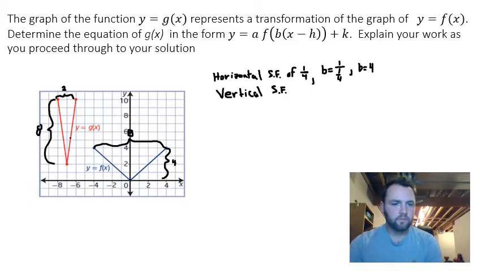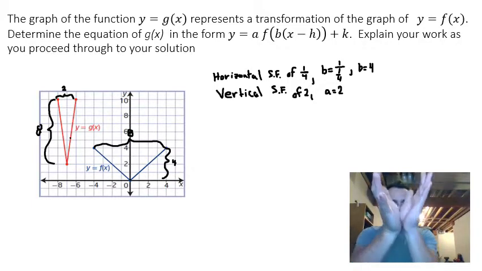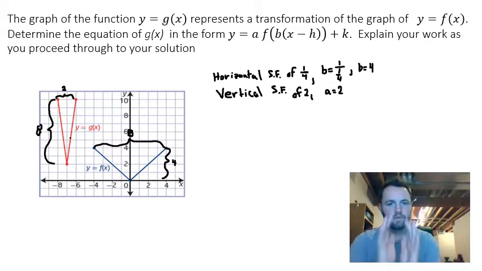And so if we go from 4 to 8, what happened? It got 2 times larger. And so that means that our A is equal to 2. Now in this one, you can pretty clearly see that we don't have a vertical reflection. The V didn't go from up to down. They both are up, and so we have a positive A.